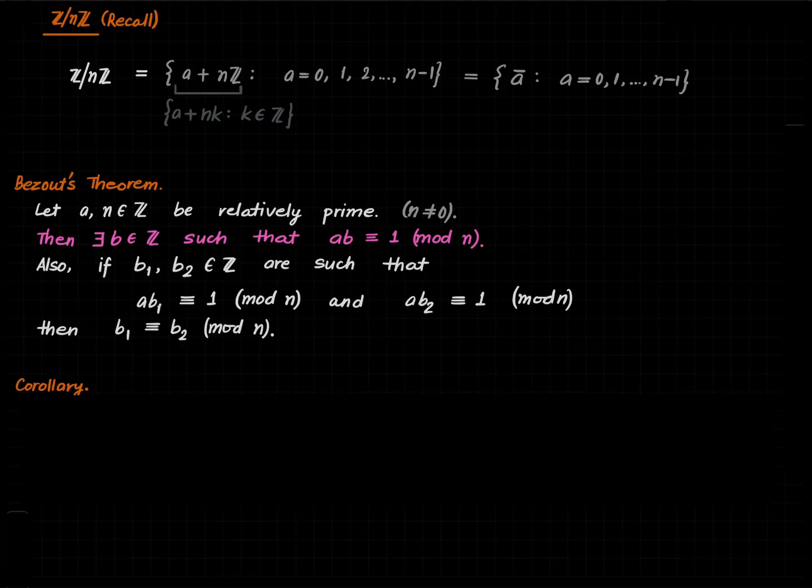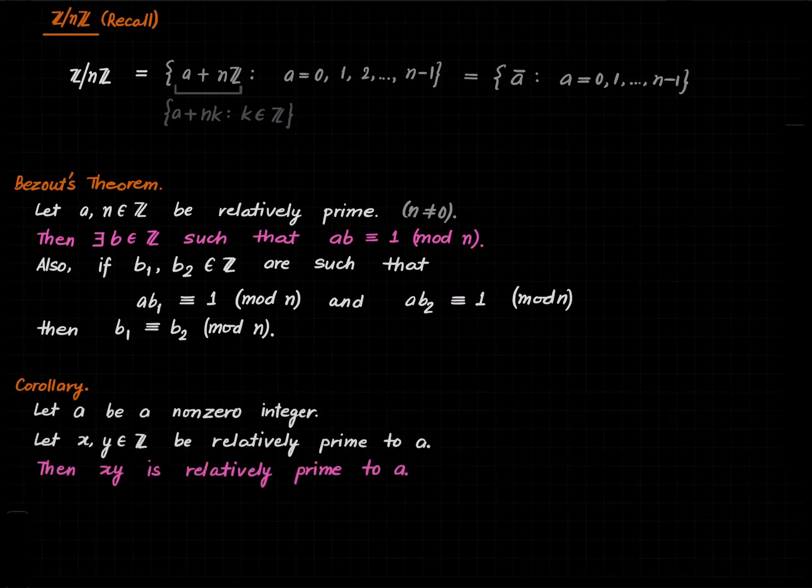And it also says, or you can easily see, that if there are two different b's, let's say b1 and b2, which both satisfy that congruence, then they are essentially the same, meaning modulo n they are the same. So this much number theory I'm assuming you know. And a corollary of this fact is that if n is any non-zero integer and we have two integers which are relatively prime to n, then their product is also relatively prime to n. So this follows from Bezout's theorem.